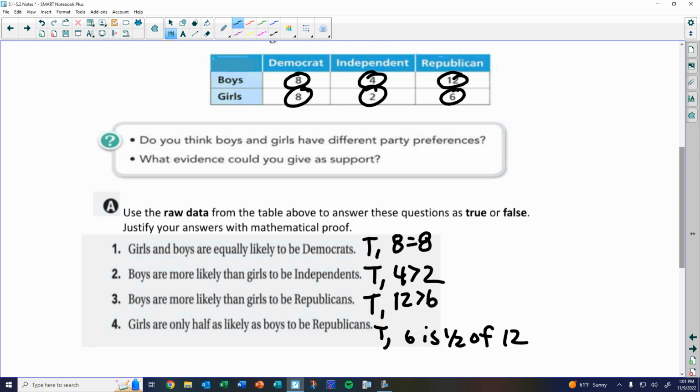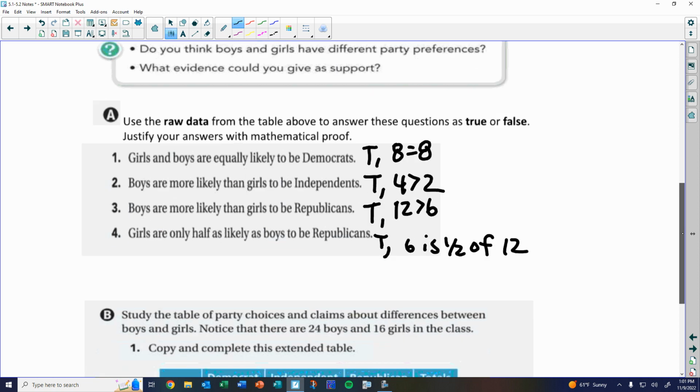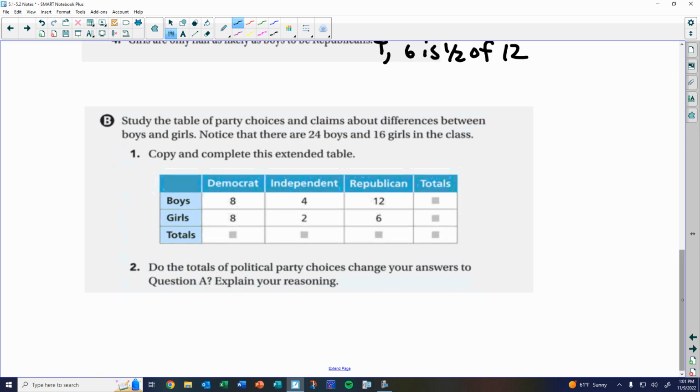All right, now, let's add some totals here. Notice how they say there are 24 boys and 16 girls here. So that means if you add across this way, 8 plus 4 plus 12 is 24, and 8 plus 2 plus 6 is 16. That's how they got there, right? So how many total people are in this class? 40, right? 24 plus 16 is 40.